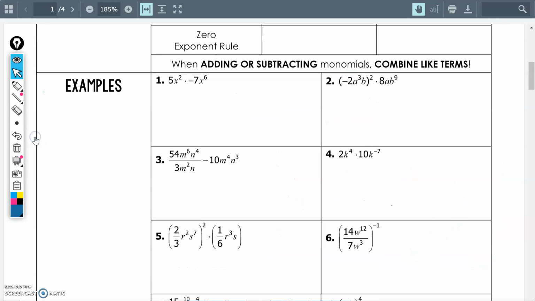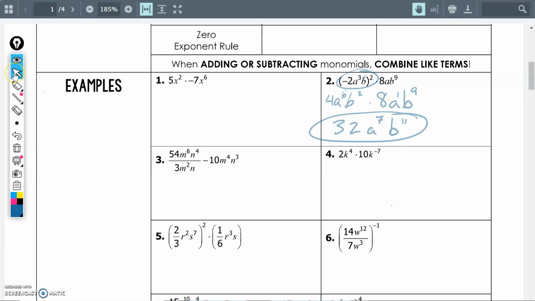Start with number 2. Here we have power rule, and then we also have product rule. Let's do this exponent stuff first. Negative 2 raised to the second power is 4, and then multiplying the exponents, 3 times 2 is 6, and b to the first power times 2 is b squared. Then we're going to use product rule to times that by 8ab to the 9th. In product rule, we multiply coefficients, and we're going to add the exponents. So 6 and 1 made 7, 2 and 9 made 11.